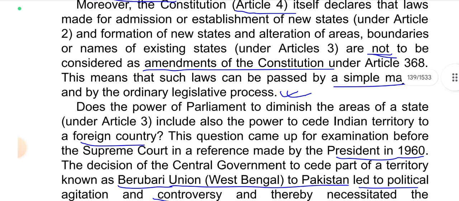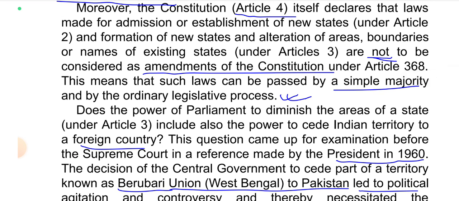Moreover, the Constitution Article 4 itself declares that laws made for admission or establishment of new states under Article 2 and formation of new states and alteration of areas, boundaries, or names of existing states under Article 3 are not to be considered as amendments of the Constitution under Article 368. This means that such laws can be passed by a simple majority and by the ordinary legislative process.